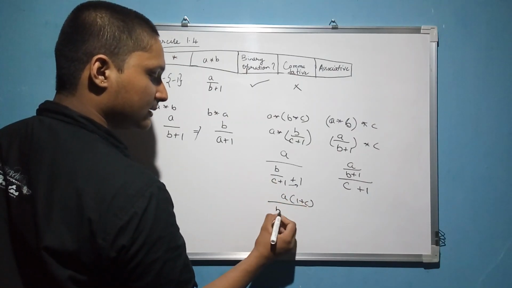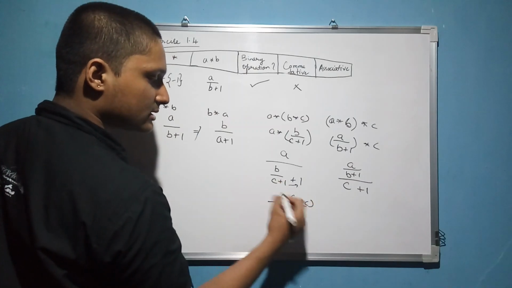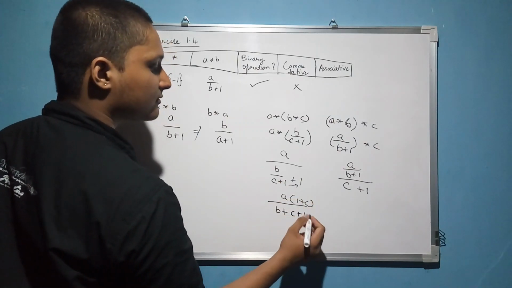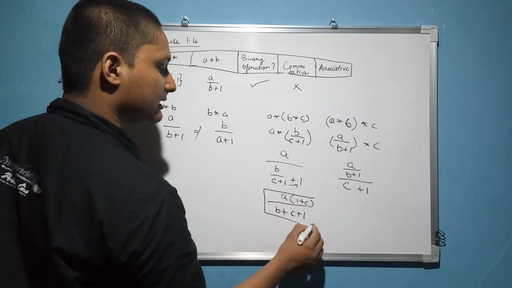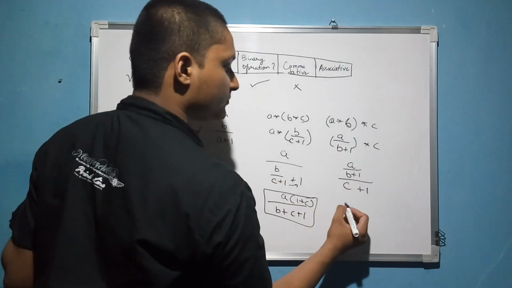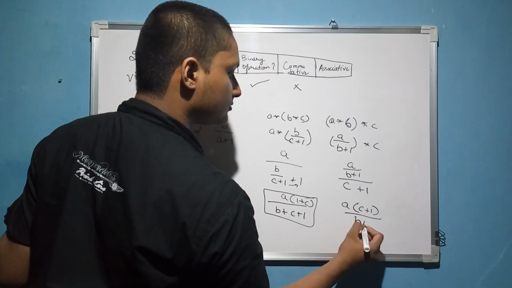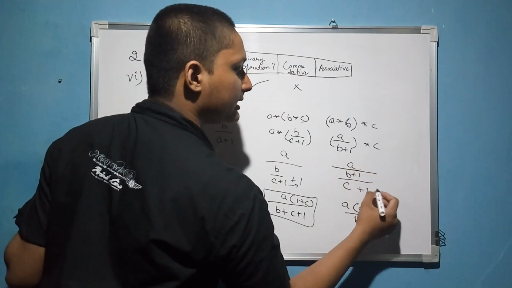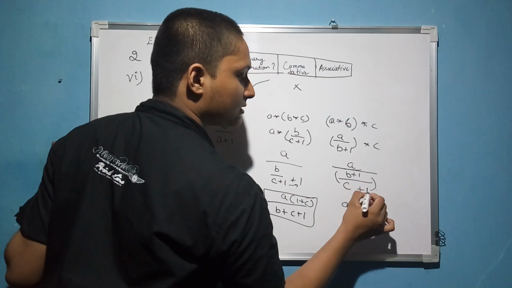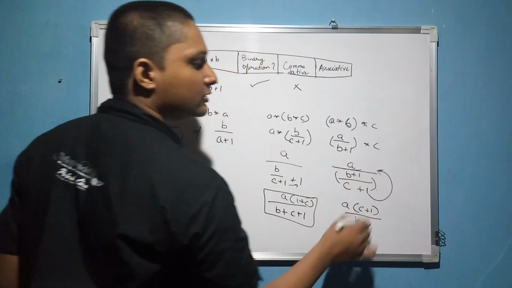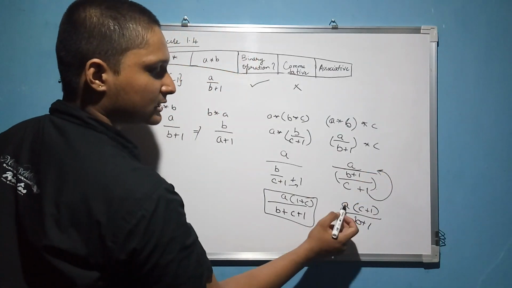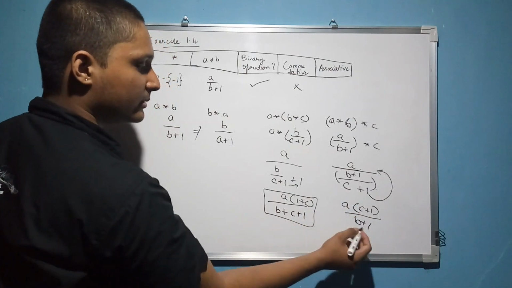So it becomes b plus 1 times c plus 1, that is c plus 1 itself. This is the left hand side. Right hand side is a into c plus 1 divided by b plus 1. Because this is a numerator and this is a denominator, the denominator of the denominator goes to the numerator. So this becomes a into c plus 1 divided by b plus 1.